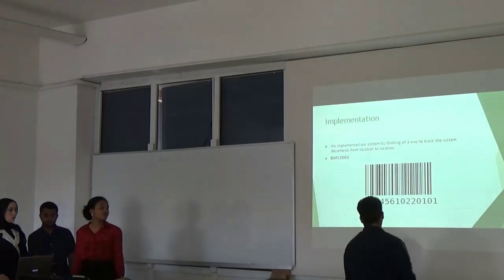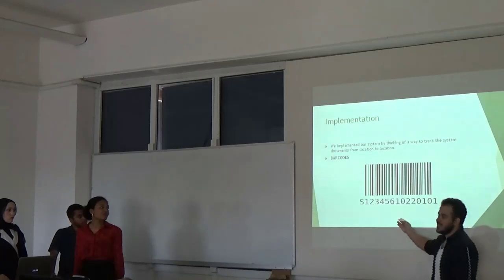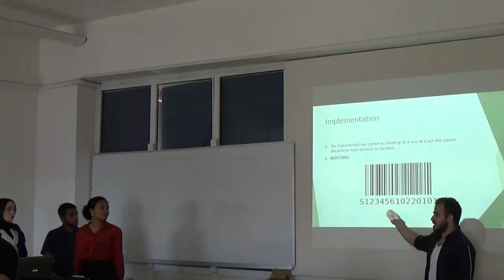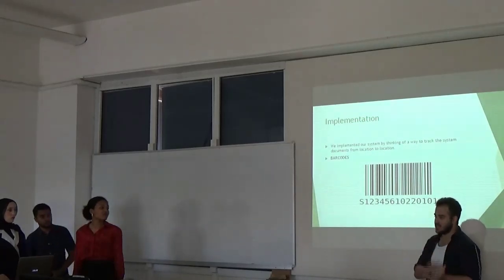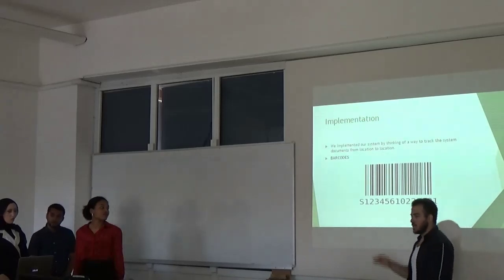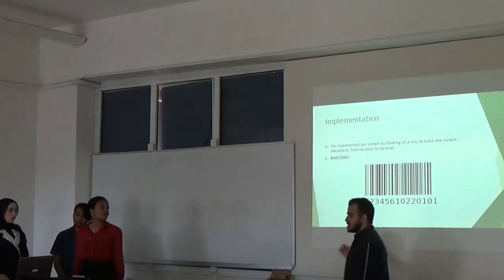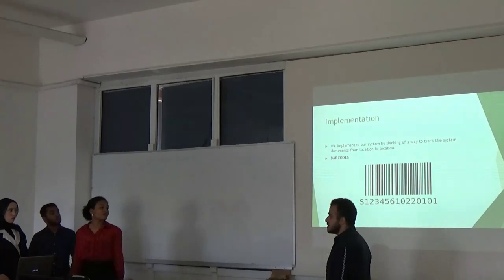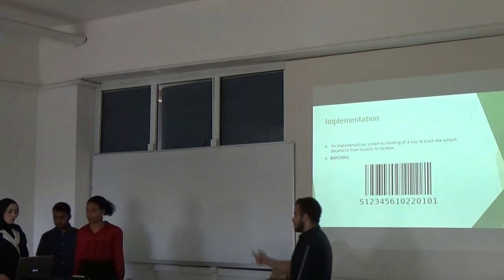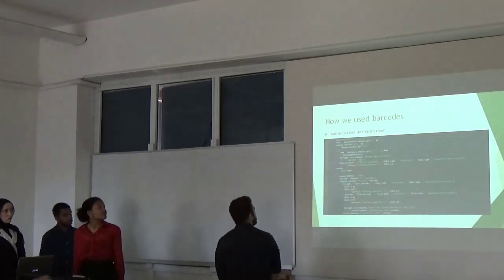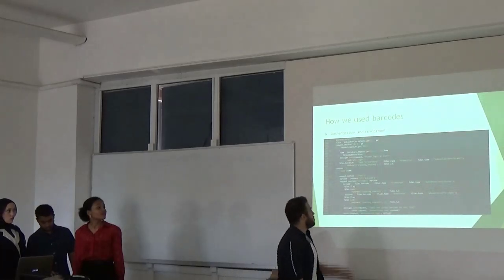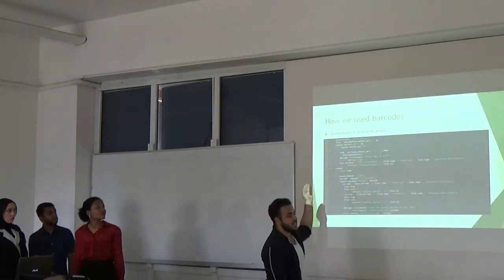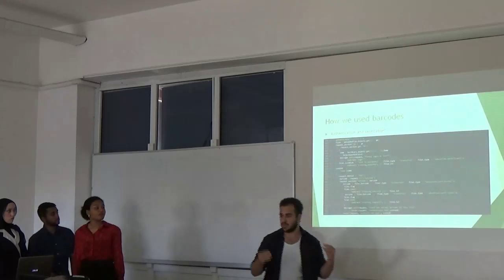Our barcode is basically made up of three parts. The first part is related to the student ID. The second part is related to the type of the document. And the third part is related to the date on which the document was uploaded. The main job of the barcode was to authenticate and verify the location of the document.